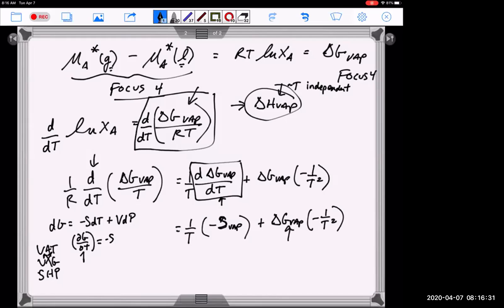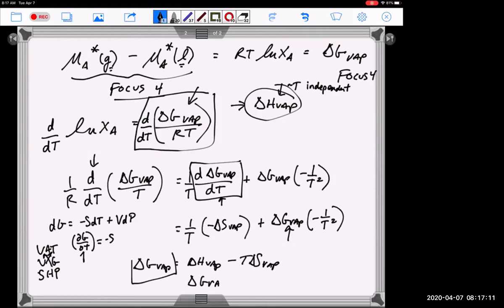Well, what we're going to do now is say delta G of vaporization equals, with delta S of vaporization, we'll put the delta S here. So ugly. So then delta H, we could just plug that in now.